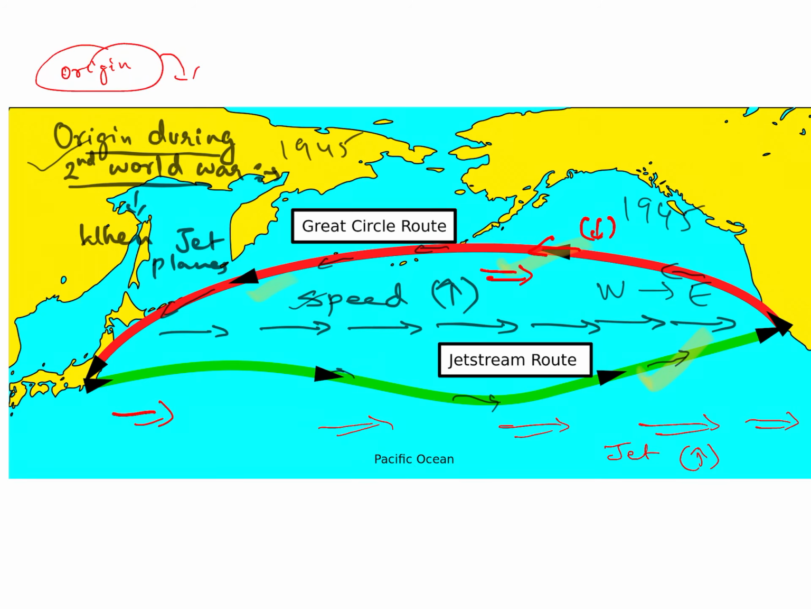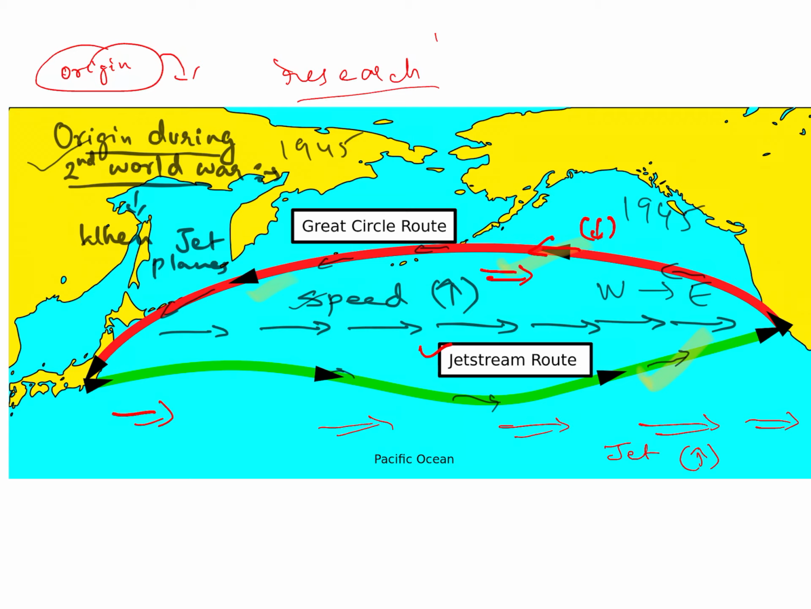That means the speed of the aircraft is increased or decreased because the jet stream route is from west to east. When they are following it, speed increases. When the jet planes are moving against the jet stream, speed decreases. After that, a lot of research has been carried out to identify the number of jet streams, the location of jet streams, and the nature of jet streams. Let me discover the characteristics of the jet stream.